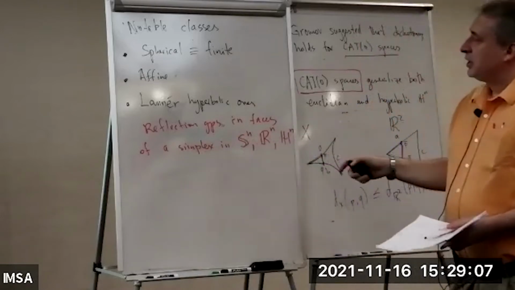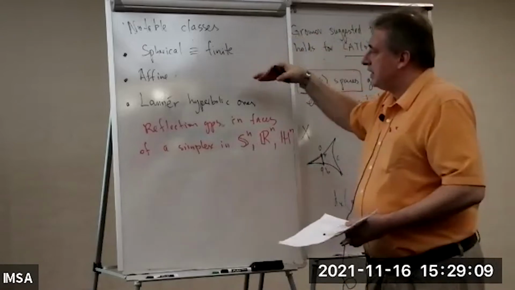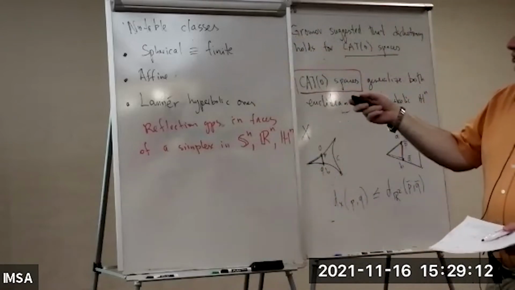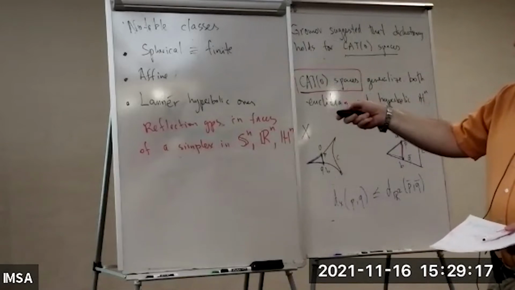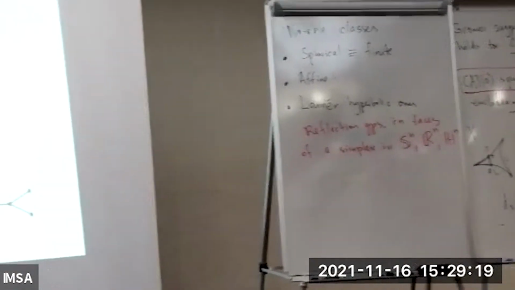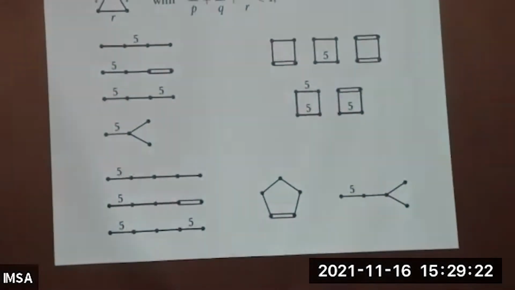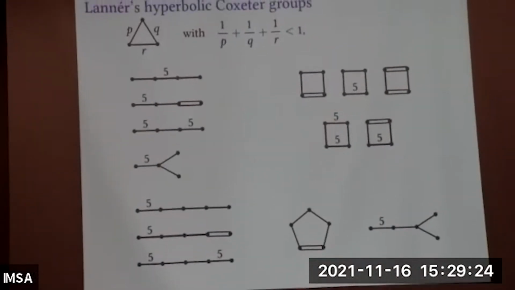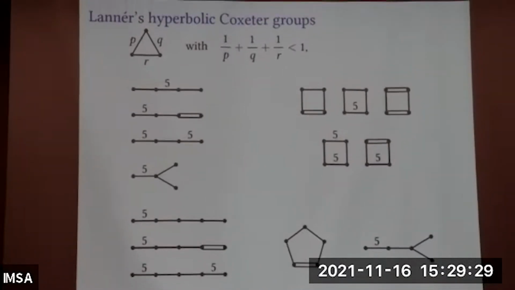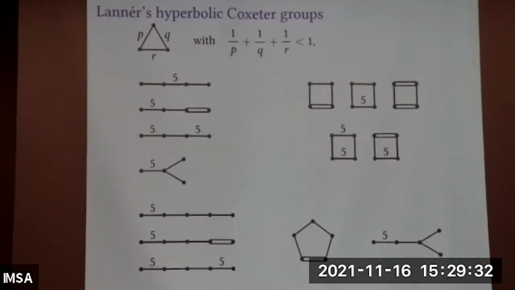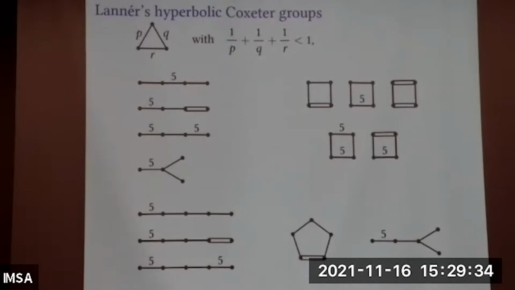These spaces correspond to spherical, affine, and hyperbolic groups defined by Gromov. For example, the triangle groups, which the previous speaker talked about at the end. And an interesting property is that these two classes form minimal non-spherical Coxeter groups.